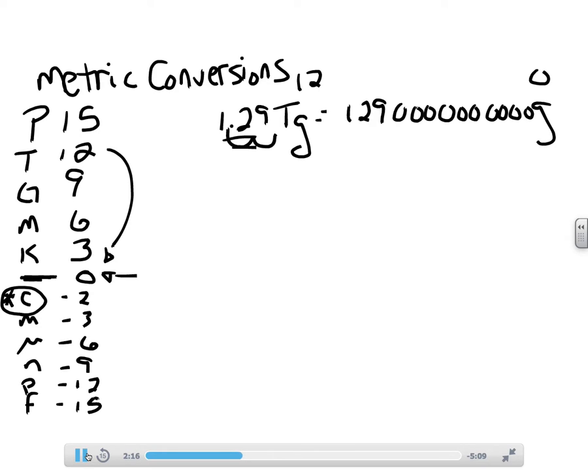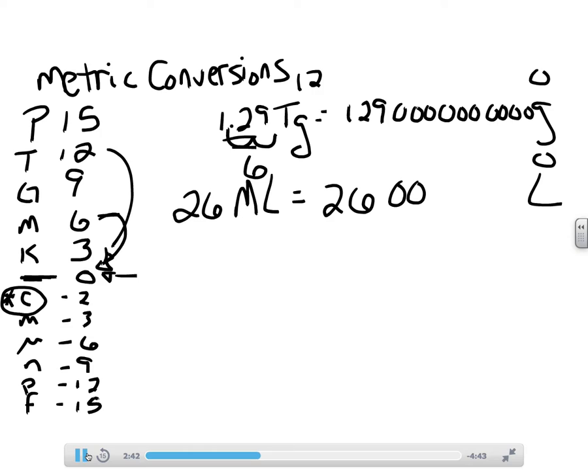That's not too hard. If I start off with 26 megaliters, and I want to switch it to just plain liters, then again I start off with mega. Mega is 10 to the 6th here. So this is 6, and just plain liters is, of course, 0. So if I'm going from 6 down to 0, that got 6 smaller, so this has to get 6 bigger. So it's just going to be 26, and we add 6 zeros. No problem.